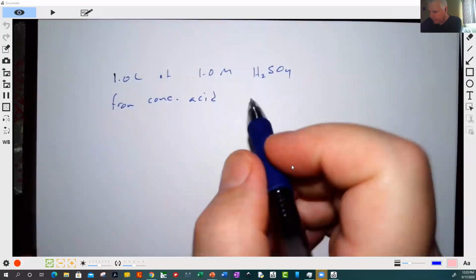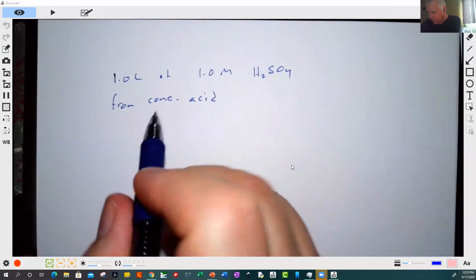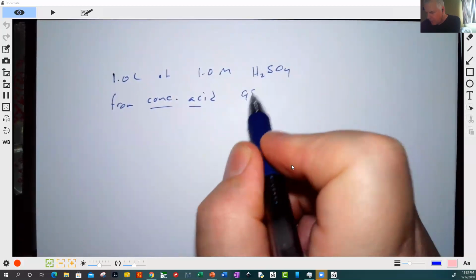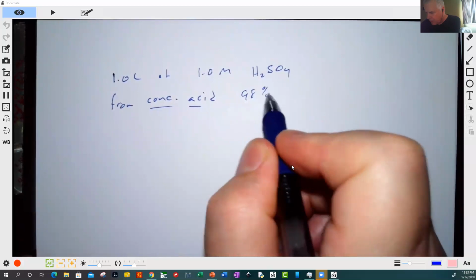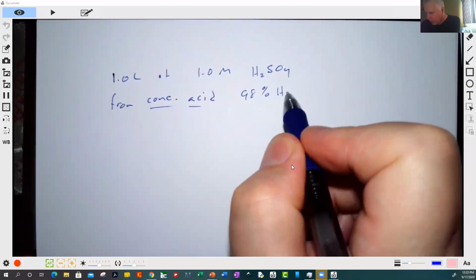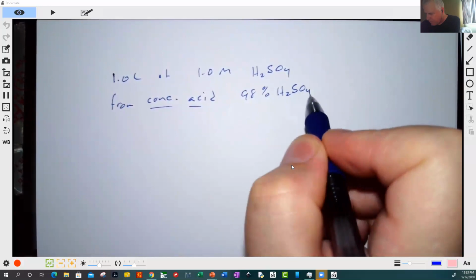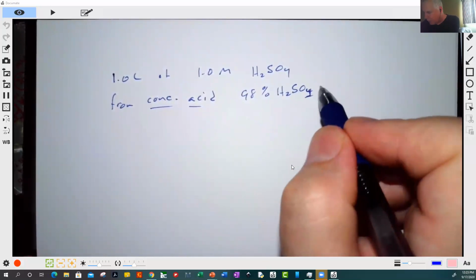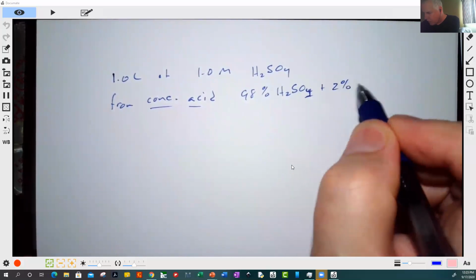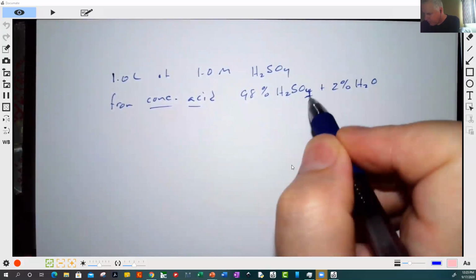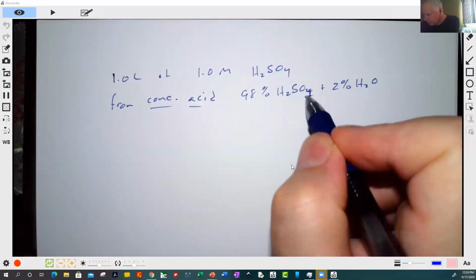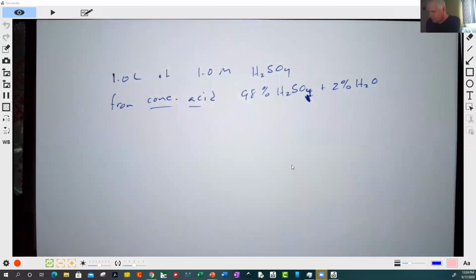Okay. What we know about this acid is that it is 98% H2SO4 plus 2% water, right?